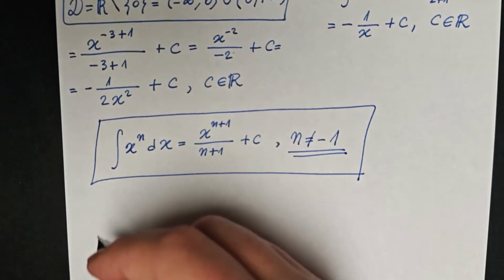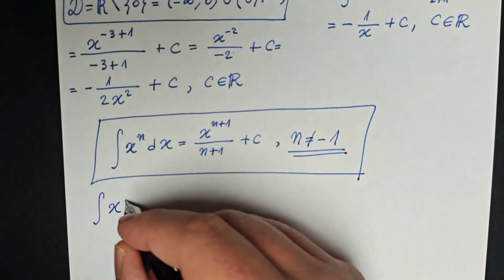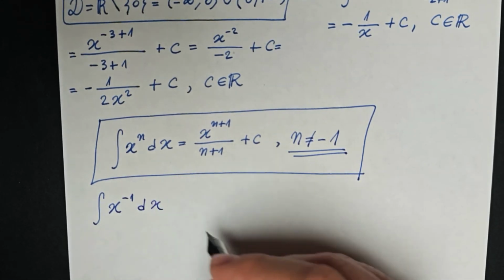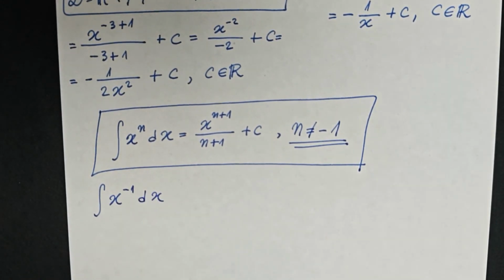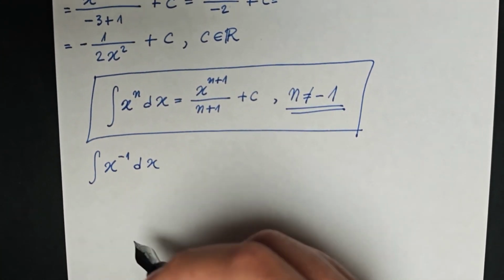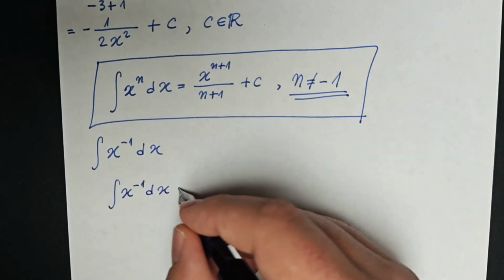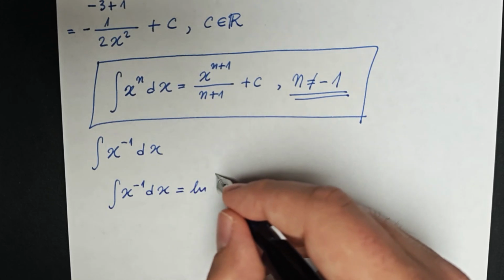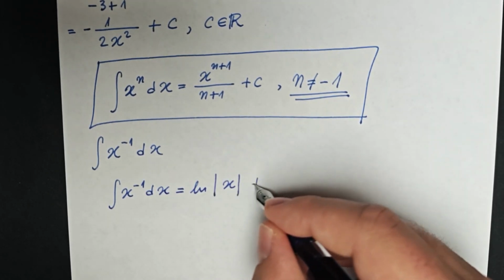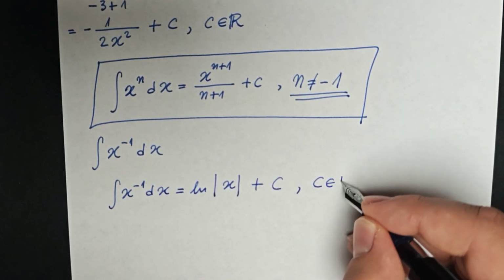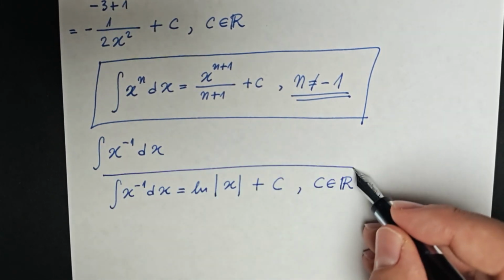Let's observe the integral of x to the power negative 1 dx. You can't use a power rule here because if you take a look in a table of integrals, there is a separate rule for this. And that separate rule is that the integral of x to the power negative 1 dx is ln of the absolute value of x plus c, where that c is a real number.